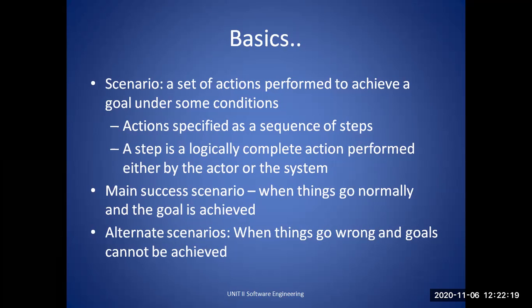Next, alternate scenarios. What is this? As we said, a scenario is a combination of a sequence of steps. If something happens at a particular step, what should be the response from the system which is given to the user or the actor? That is what the alternate scenarios, or extensions of scenarios, are. When things go wrong and the goals cannot be achieved, the system will propose some kind of solutions for the problems encountered during the scenario's execution.